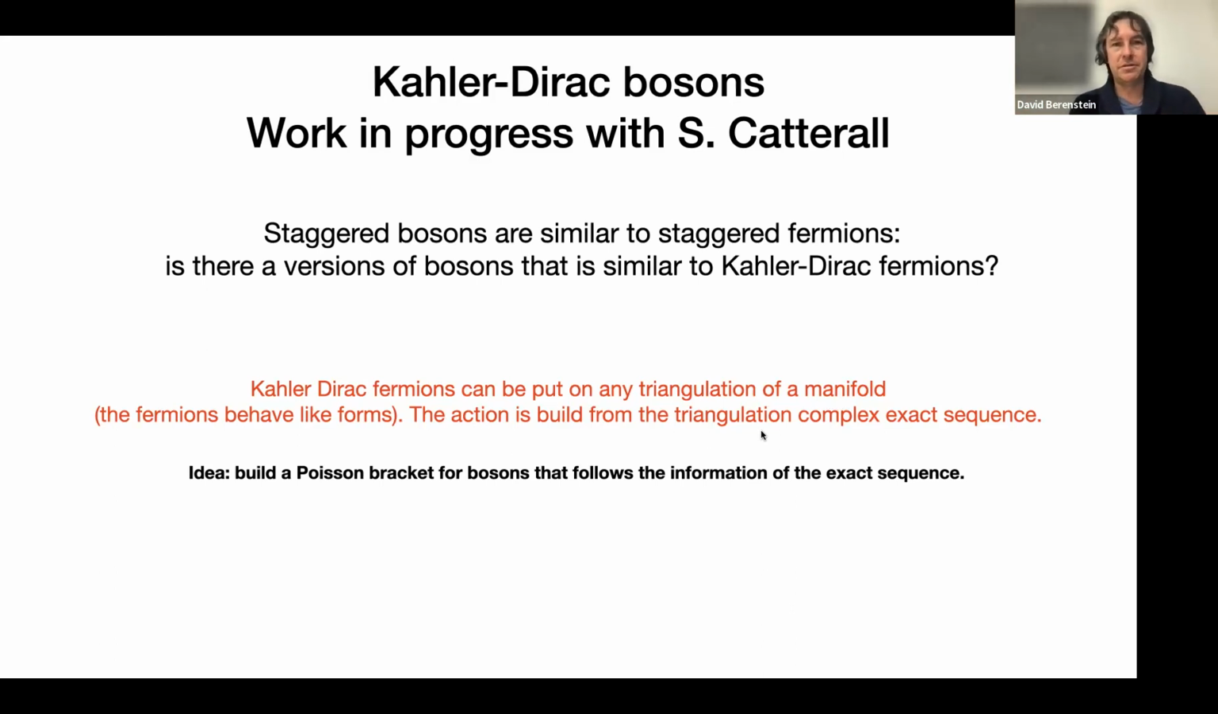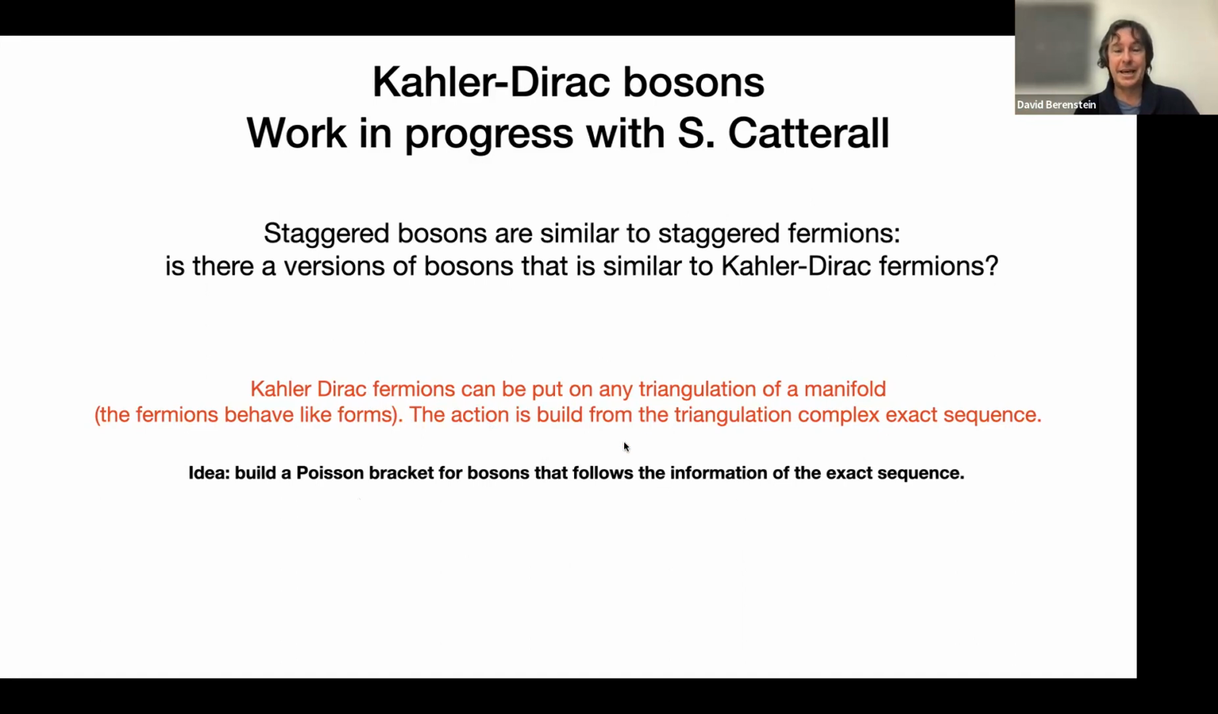So the forms, this is a little bit like discrete calculus, exterior calculus. And then when you talk about the Kähler-Dirac fermion action, the action is built from the triangulation complex exact sequence. So what's the idea? The idea is we're going to build a Poisson bracket for bosons that tries to follow this information of the exact sequences.